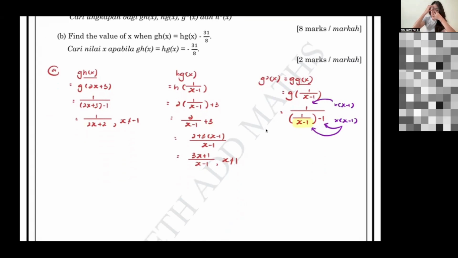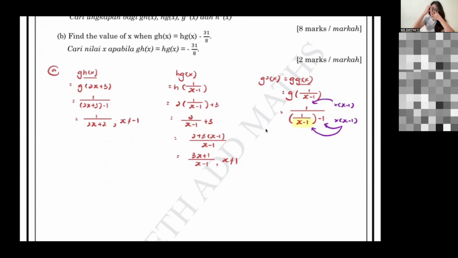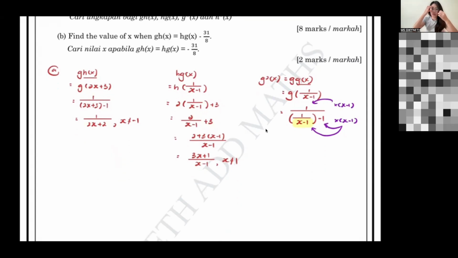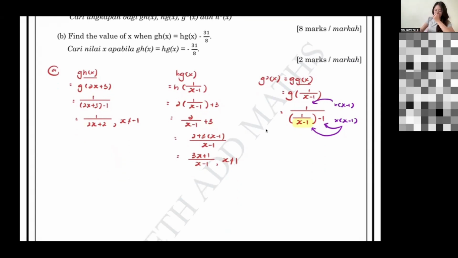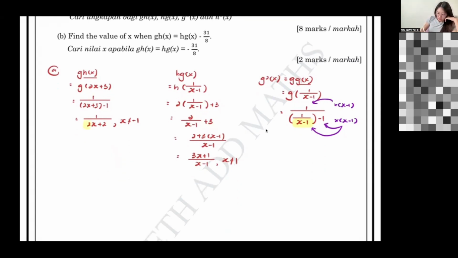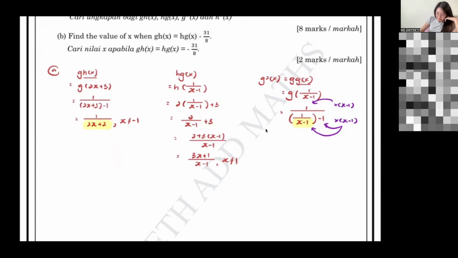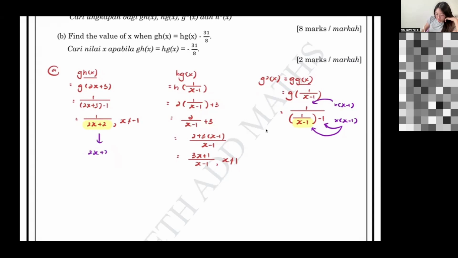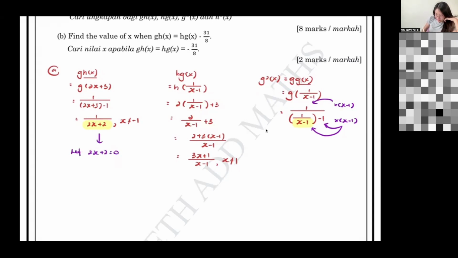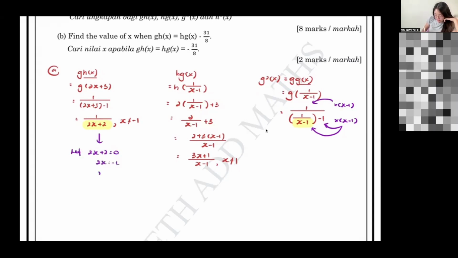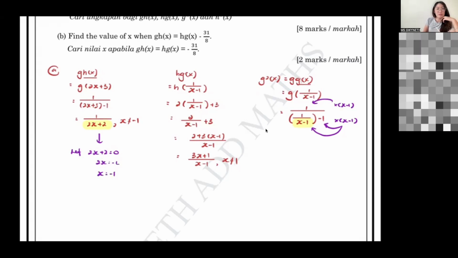Teacher, after class can send the answer for the rest of the question? Can. Teacher, can you explain again how to know x not equal to what? Okay. You take out the denominator. Let it equal to 0. And then find x. Then you know what x cannot be.